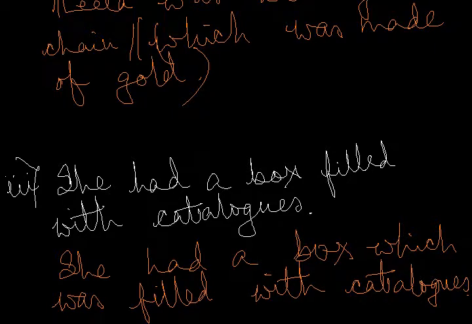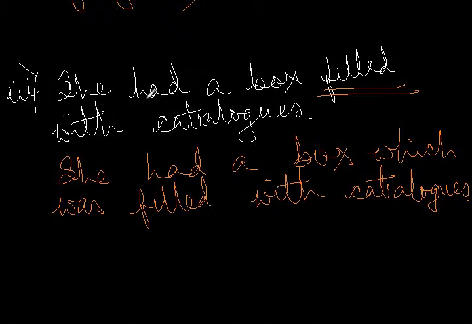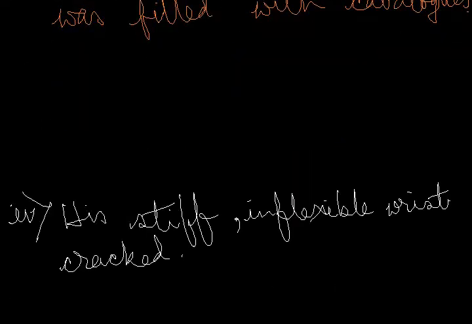The students will see that here we had only one verb, had, and filled was of course the past participle. She had a box filled with catalogs. We have just broken it, and instead of writing box filled with catalogs, we have written box which was filled with catalogs, and inevitably we have got two verbs, had and was filled. Now this has become a complex sentence with main clause which is she had a box, and then the subordinate clause which was filled with catalogs. So this has now become a complex sentence. Let us move on to sentence number 4.